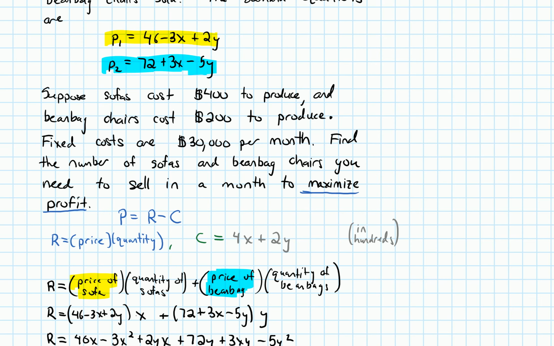But then we also got to factor in the fixed costs. Fixed costs were $30,000 per month. So in hundreds, if I divide this by 100, we'd get 300.